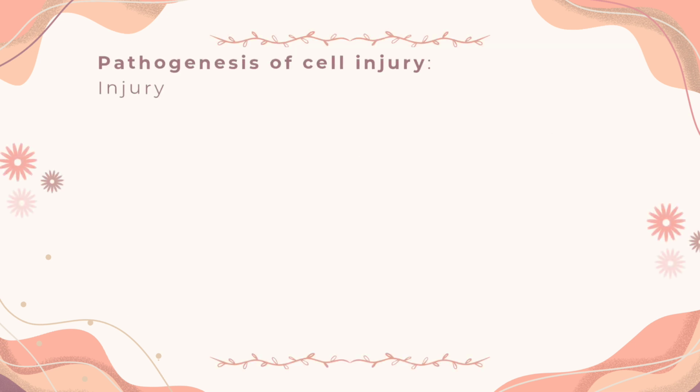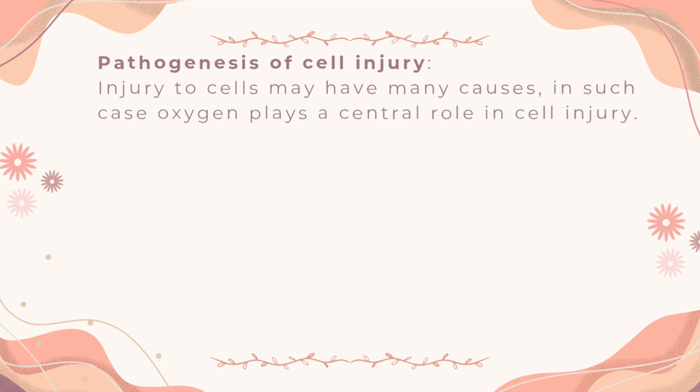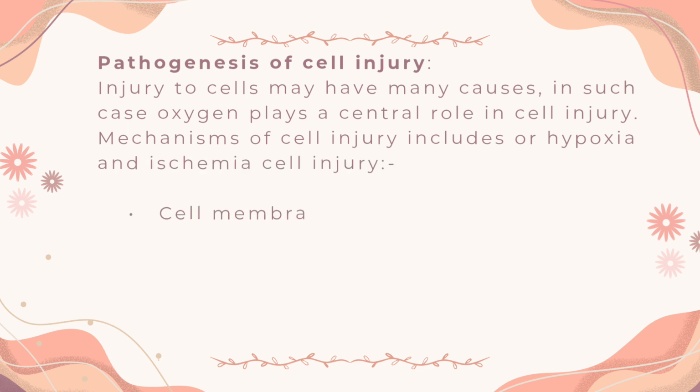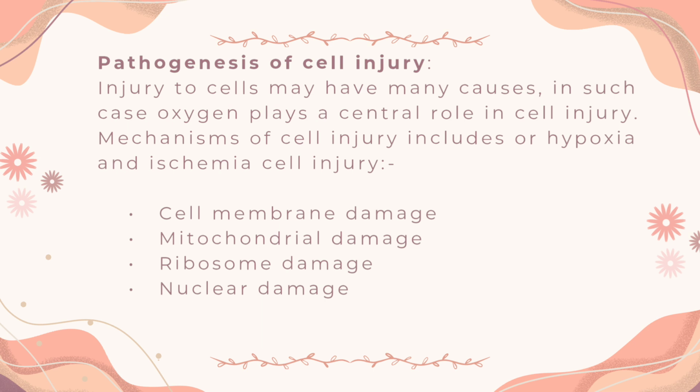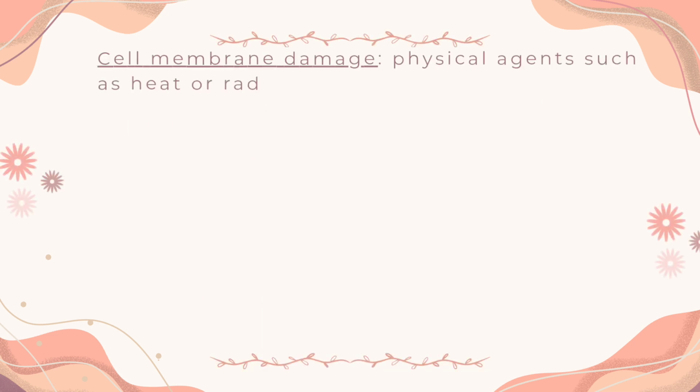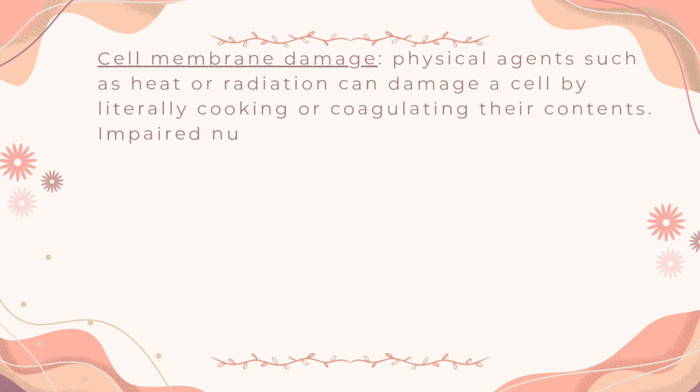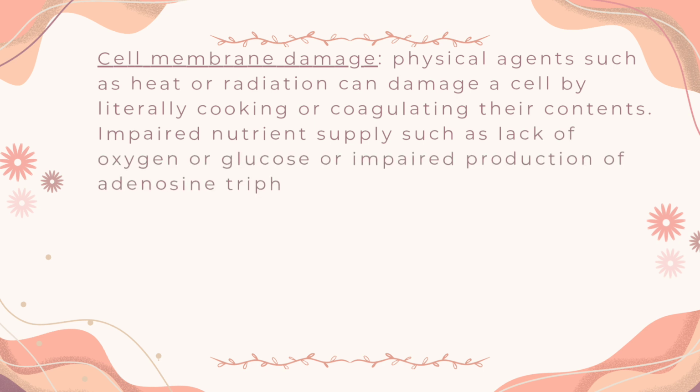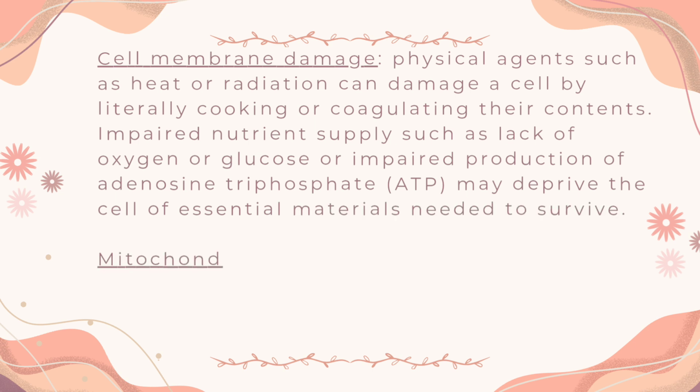Pathogenesis of cell injury. Injury to cells may have many causes. In such cases, oxygen plays a central role in cell injury. Mechanisms of cell injury include hypoxia and ischemia, cell membrane damage, mitochondrial damage, ribosome damage, nuclear damage. Cell membrane damage. Physical agents such as heat or radiation can damage a cell by literally cooking or coagulating their contents. Impaired nutrient supply such as lack of oxygen or glucose, or impaired production of adenosine triphosphate, ATP, may deprive the cell of essential materials needed to survive.